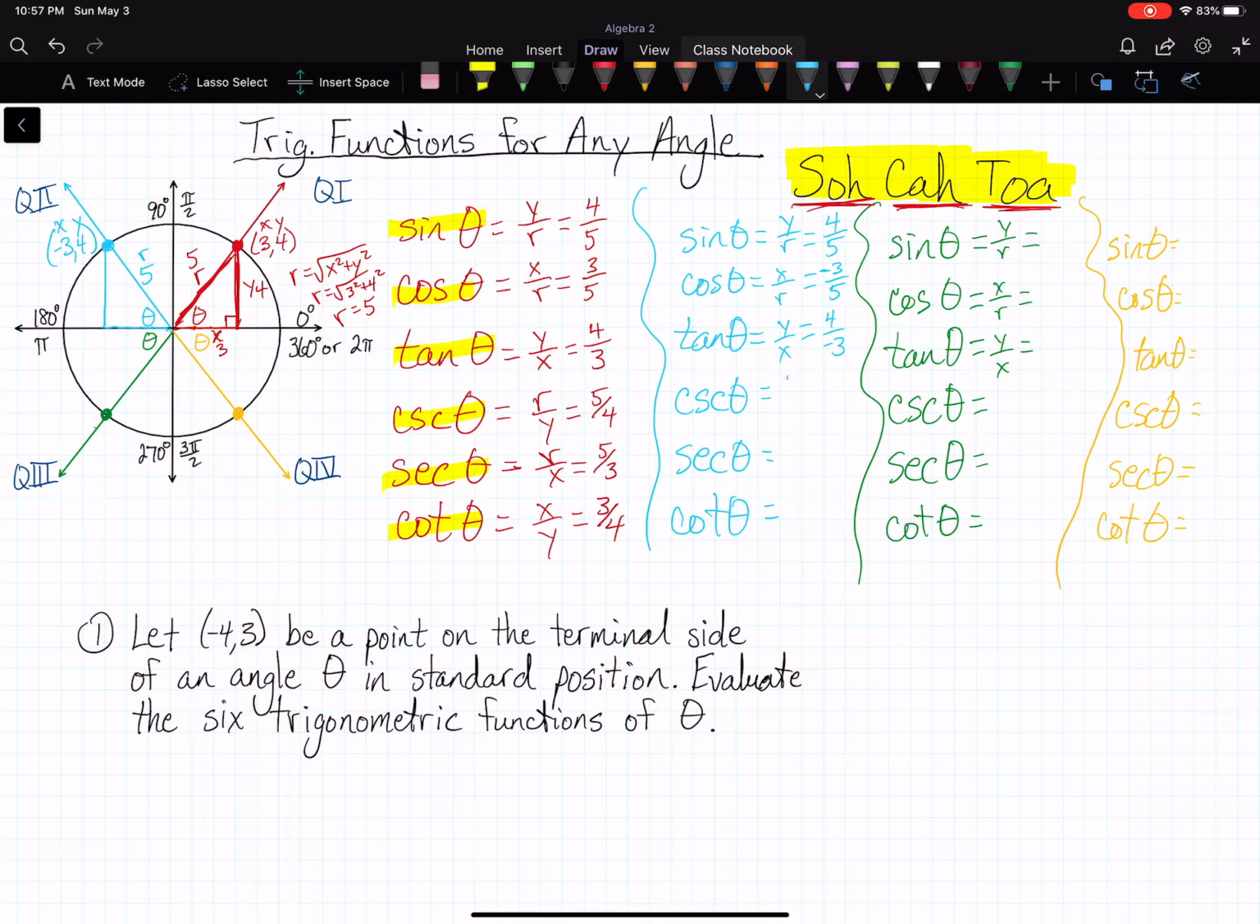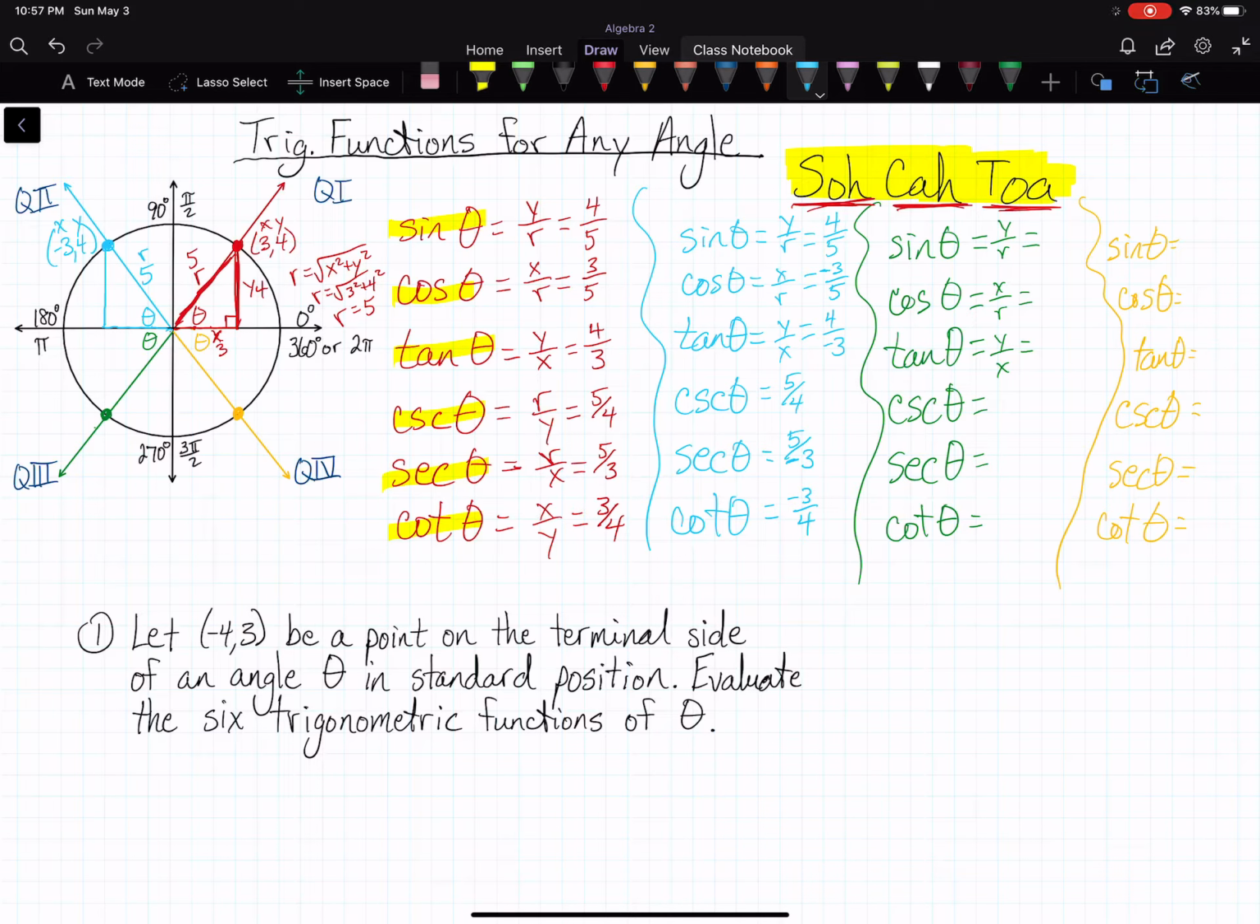Cosecant, we just flip them, so that'll be 5 over 4. Secant will be 5 over -3. And cotangent will be -3/4. Again, cosecants are the same. Secant and cotangent are now negative because we're in quadrant 2.